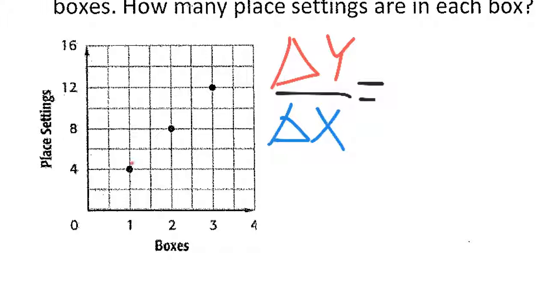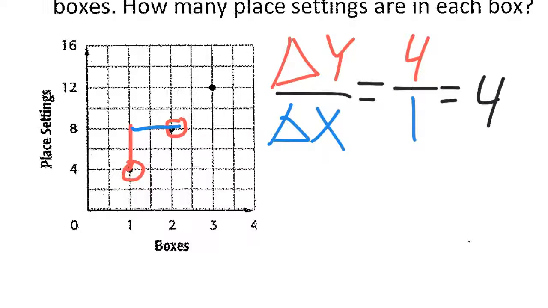So I'm going to pick 2 points. I'm going to use that one and that one. Well, going straight up from 4 to 8, I've changed by 4. And now I'm going to look at the change of x. Well, from 1 to 2, I've only changed by 1. And 4 divided by 1 is 4, meaning that there are 4 place settings.